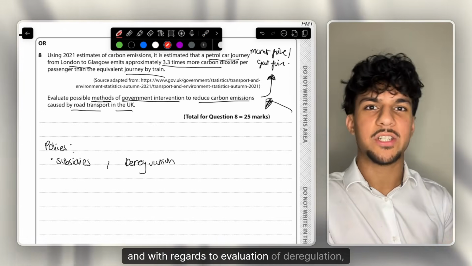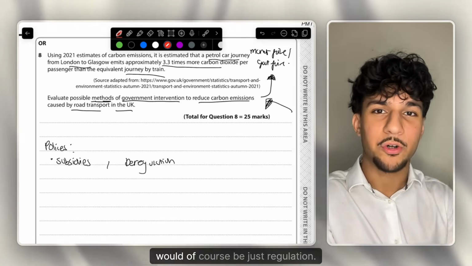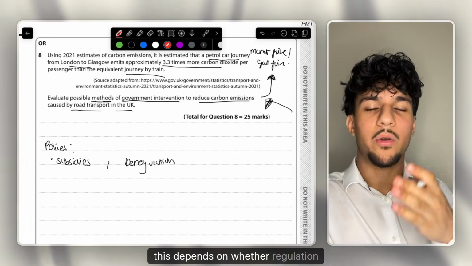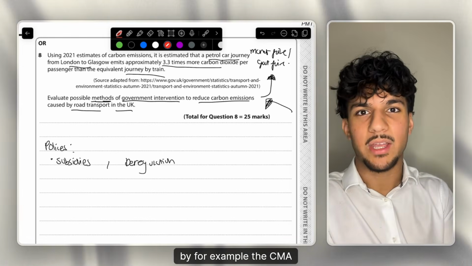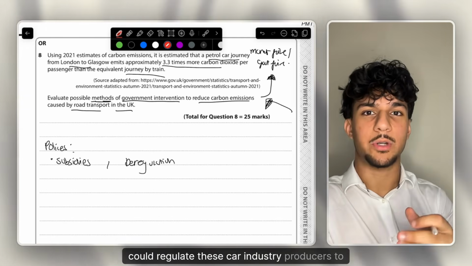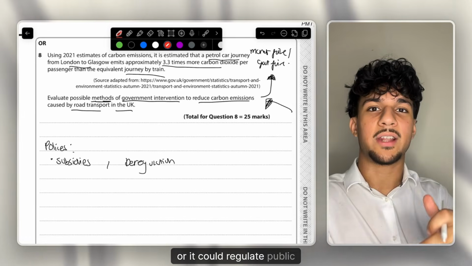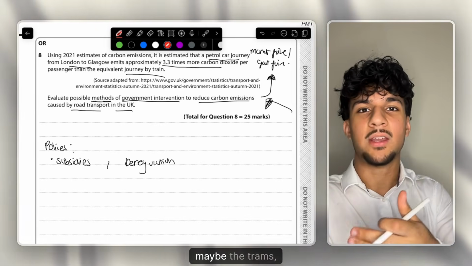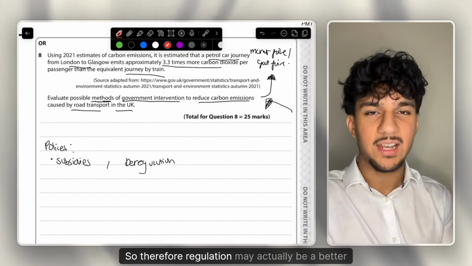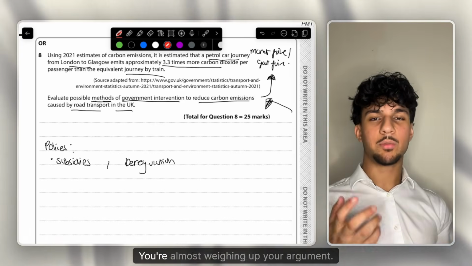And with regards to evaluation of deregulation, a great evaluation and a complete polar opposite would of course be just regulation. In evaluation, this depends on whether regulation by, for example, the CMA would be a more effective policy. Maybe the CMA could regulate these car industry producers to stop overcharging for the electric vehicles, or it could regulate public transport. Maybe the trams, the trains, the buses are overcharging consumers. So therefore regulation may actually be a better policy than deregulation. So it's almost in evaluation there, you're weighing up your argument.